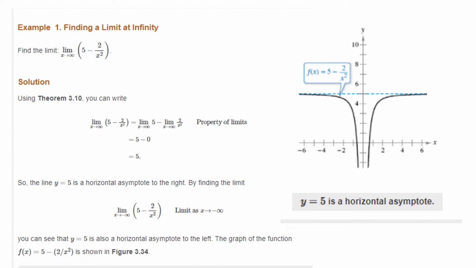In fact, let's use it right now, or use some of these theorems to find the limit at infinity: the limit as x goes to infinity of 5 minus 2 over x squared. Well, you see, we're going to be taking the difference of the limits, so the limit as x goes to infinity of 5 is just going to be 5. But then that's going to be minus the limit as x goes to infinity of 2 over x squared. But 2 over x squared is going to be equal to 0. So what we see is that this limit is just going to be 5. And here you can see that y equal 5 is a horizontal asymptote if we look at the graph.